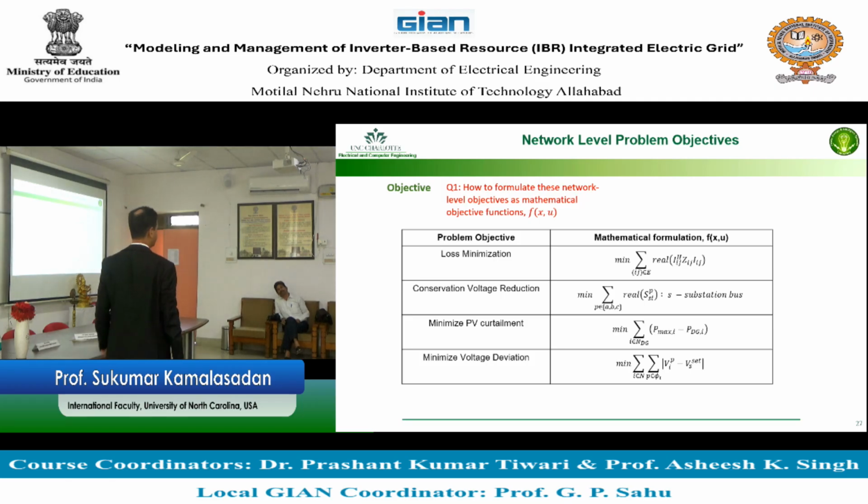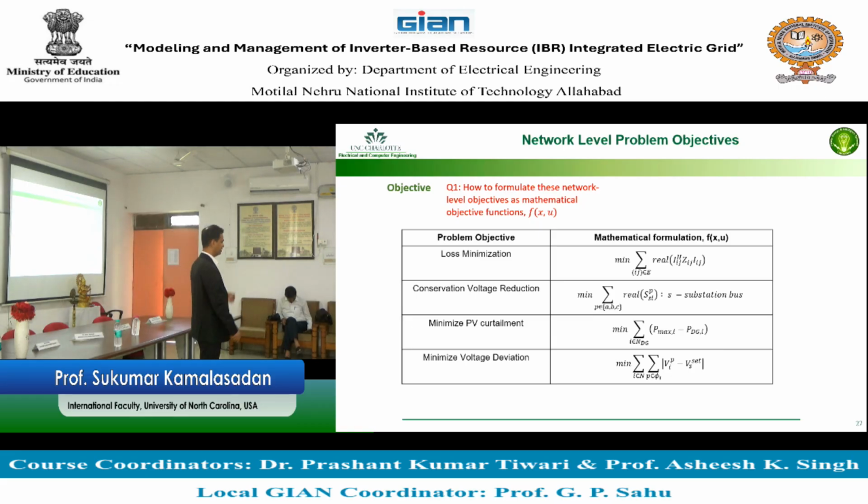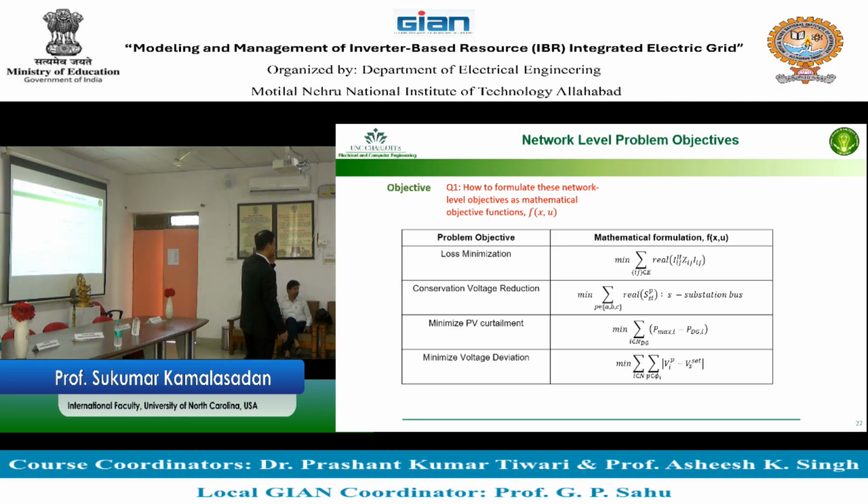Minimizing PV curtailment. What will you do? You minimize the difference between the maximum power from the PV, which is the maximum power point tracking, and the current power. If everything is perfect, this minimal value will be 0, which means the power from the PV farm will be the same as the maximum power. PDG is the power coming from the PV farm. So let's assume power coming from the PV farm is 30 and the maximum power you can get is 30. So 30 minus 30 is 0. That's the minimum, that's the best you can get.